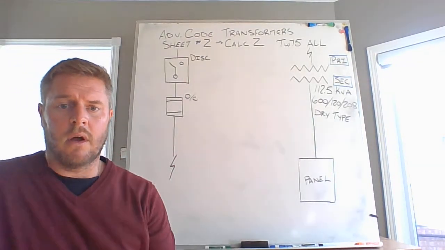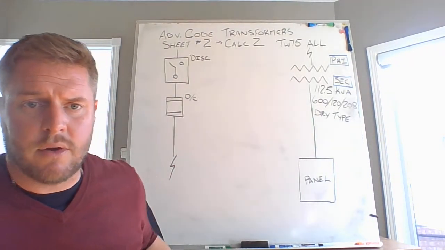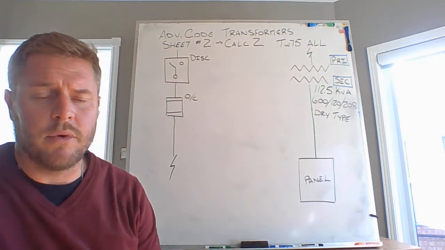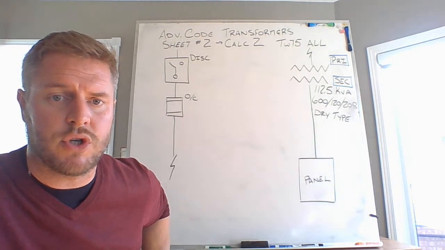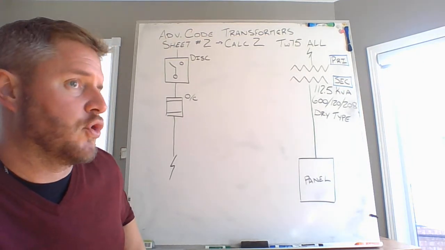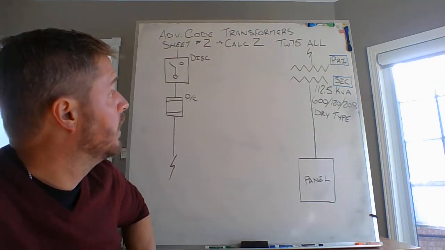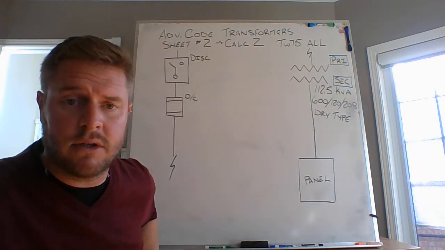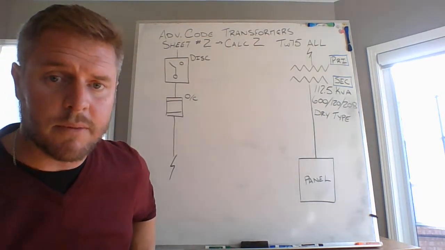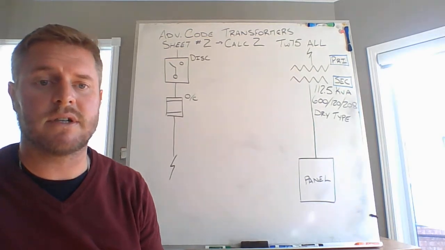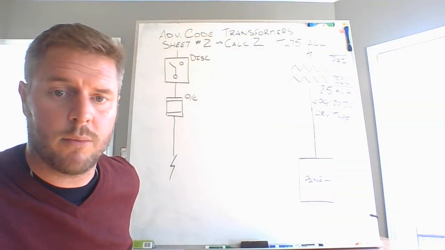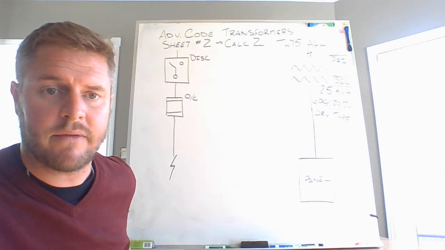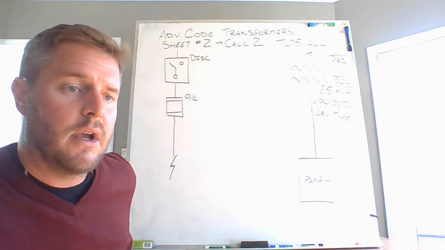Okay, almost there, guys. Advanced code, transformers, 3-phase transformer calculation this time. This is coming from sheet number 2 and the second transformer on sheet number 2. Okay, your specifications for all these components are 75 degrees Celsius rated. That's conductors, that's transformer, that's termination temperature, everything's 75 degrees Celsius.